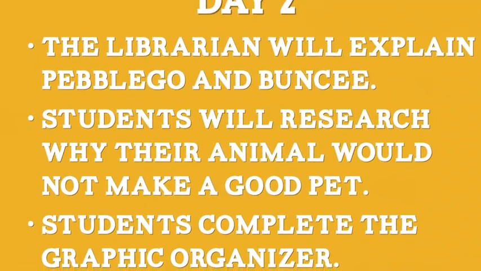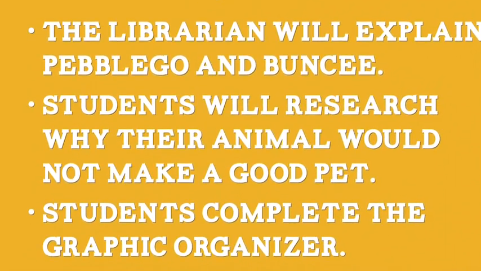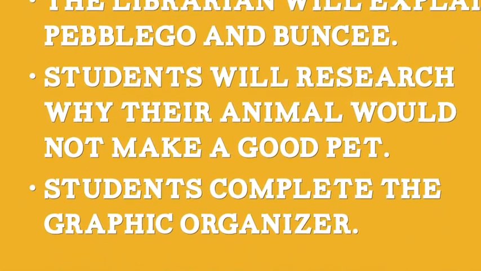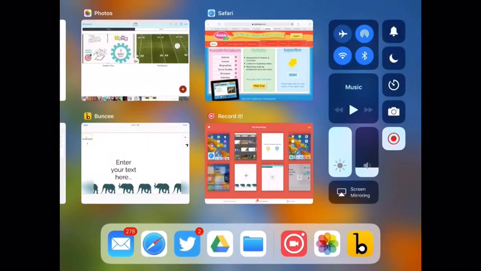On day 2, the students will use devices to use the website PebbleGo to research the animal that they chose. When students are ready to work on the research portion of their project, they need a device with internet access. It could be an iPad, a tablet, a Chromebook, a desktop computer. As long as it has web access, it'll be able to work with PebbleGo.